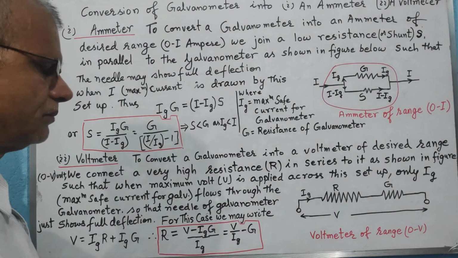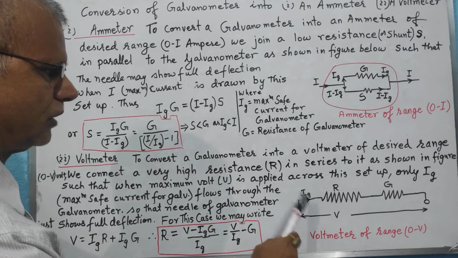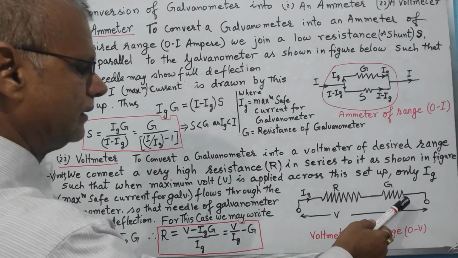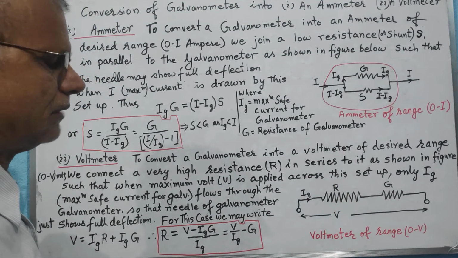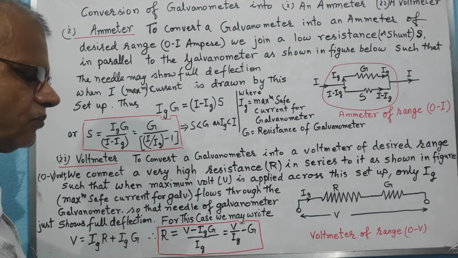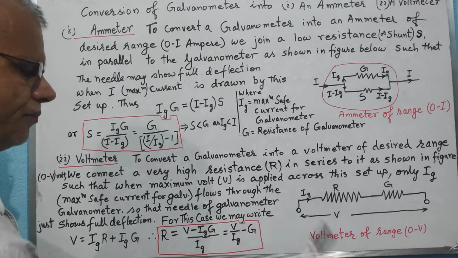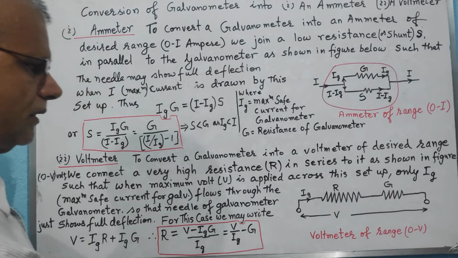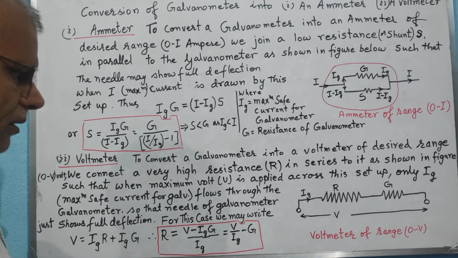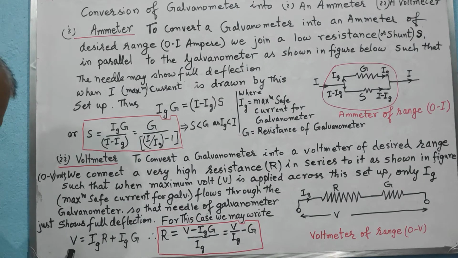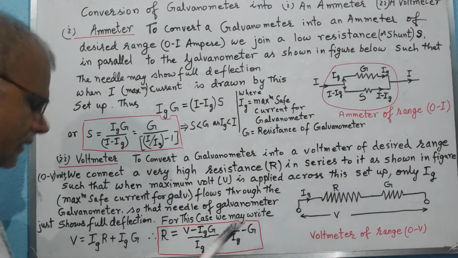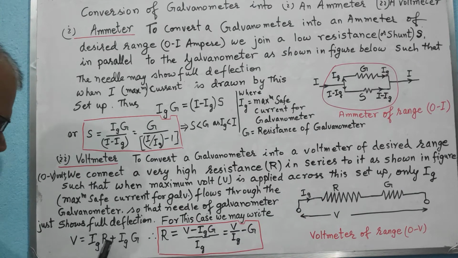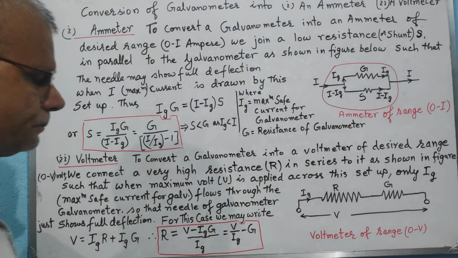Now why do we assume that? Because if the current is more than Ig, the maximum safe current, the galvanometer coil and needle will be destroyed. For this Ig, we must make sure that the potential drop across the resistance and galvanometer together is equal to the applied voltage V. So the applied voltage V, the maximum range of voltage to be measured, is equal to the potential drop across the resistance in series with the galvanometer, that is, V equals Ig into R plus Ig into capital G.